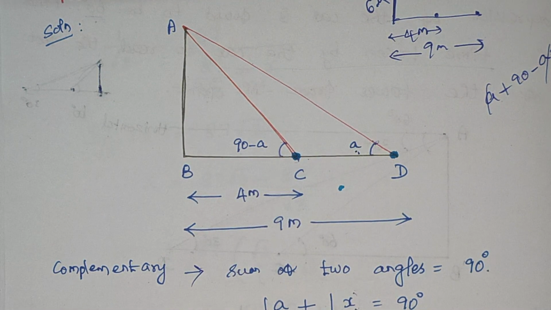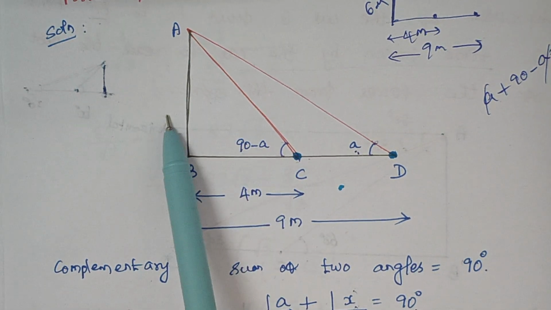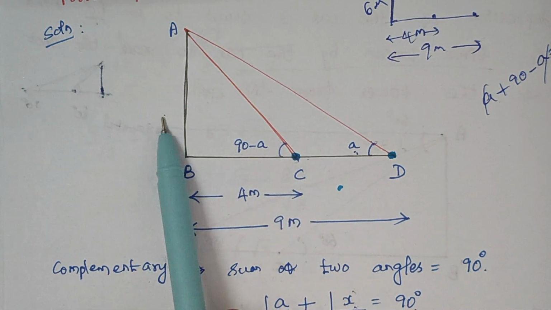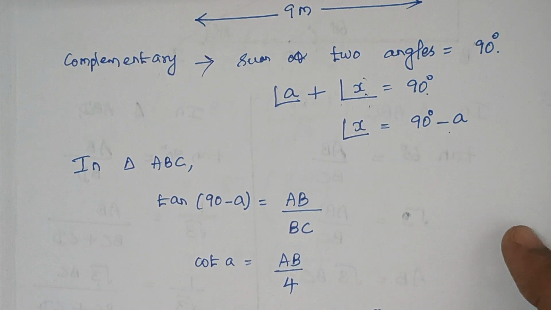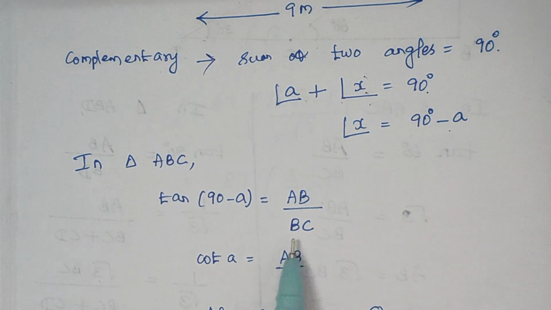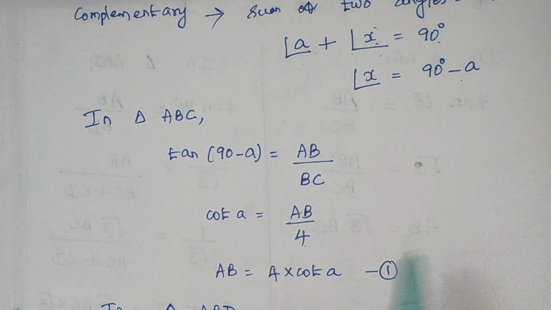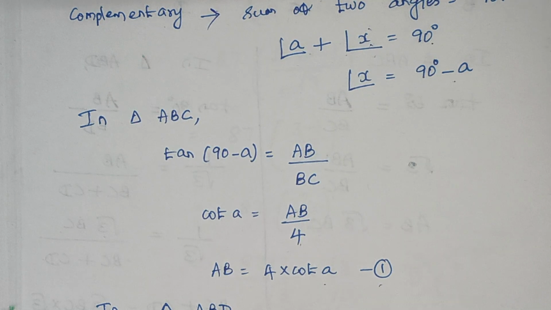So again we move on with the tan, because we know the value of the adjacent side and we have to find the opposite side. So tan 90 minus A is equal to AB by BC, right? Tan 90 minus A is nothing but cot A, and the value of BC is 4. So just substitute it and finally the value of AB is 4 into cot A. Let this be equation number 1.